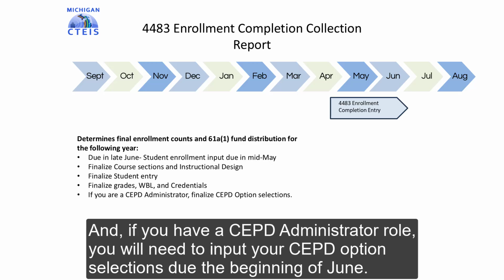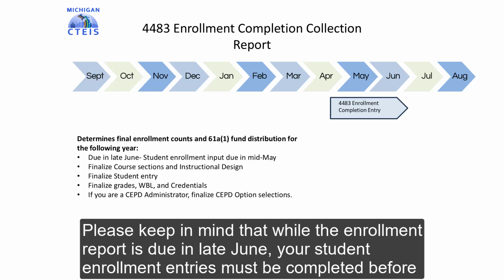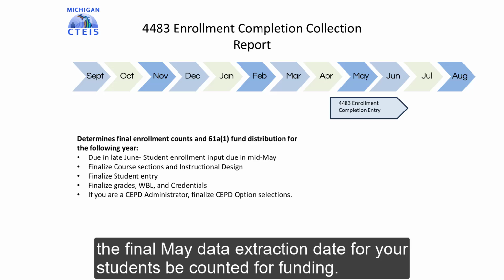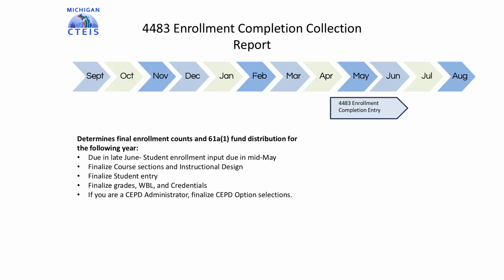And if you have a CPID administrator role, you will need to input your CPID option selections due the beginning of June. Please keep in mind that while the enrollment report is due in late June, your student enrollment entries must be completed before the final May data extraction date for your students to be counted for funding.